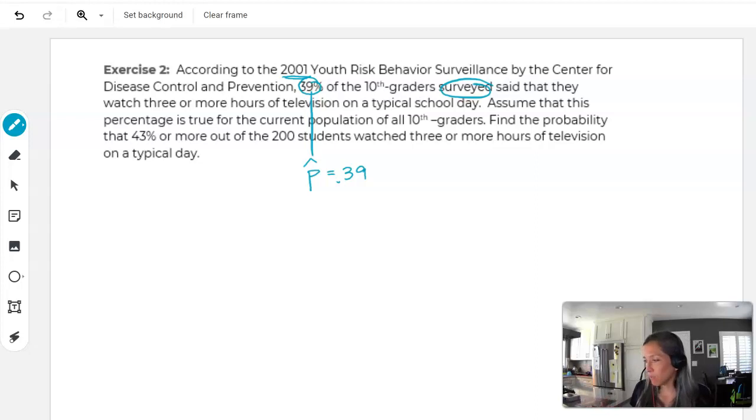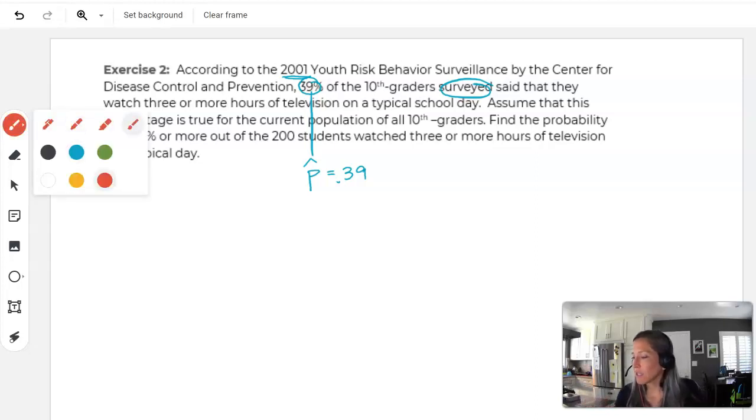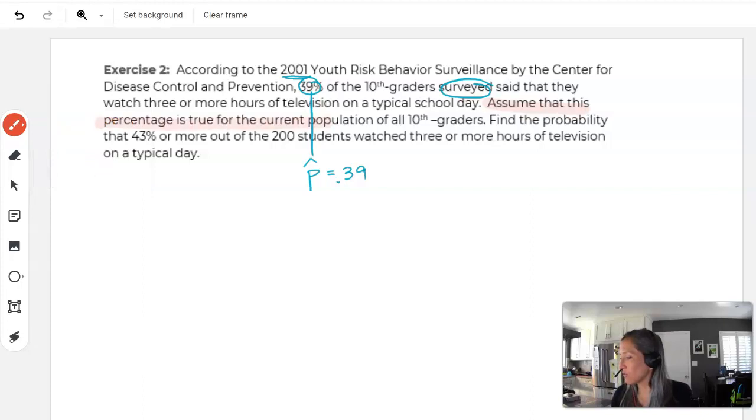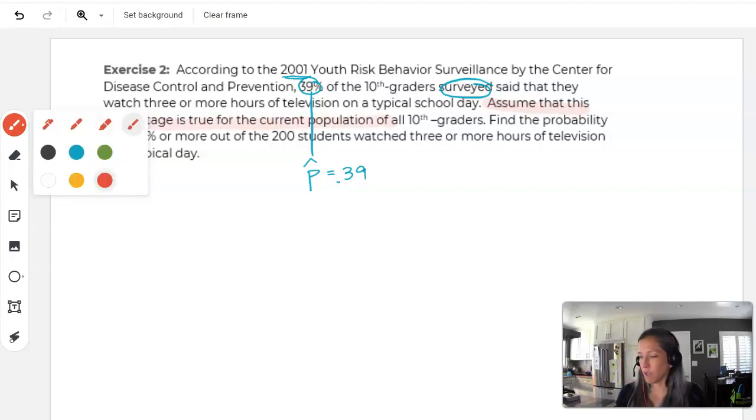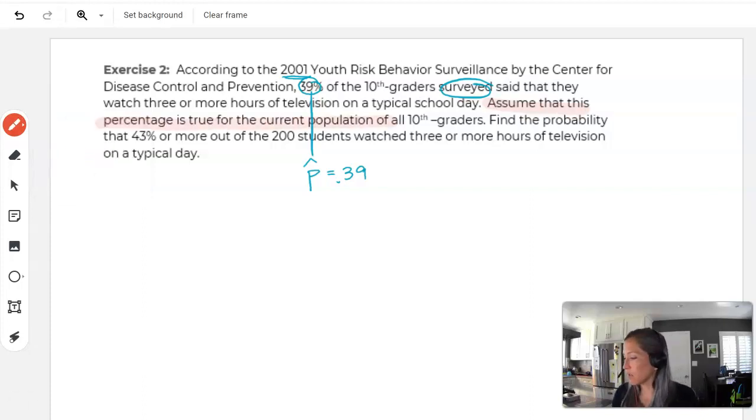But if we keep reading, we get this sentence that we get a lot in these theoretical probability situations. In our probability section we just came out of: assume this percent is true for the current population. Oh, so now they're saying true, population, all, like 3 different keywords to tell us that we're just going to ignore the hat on that p and we're going to use it like a real p so that we can go do the rest of this problem and find a probability.